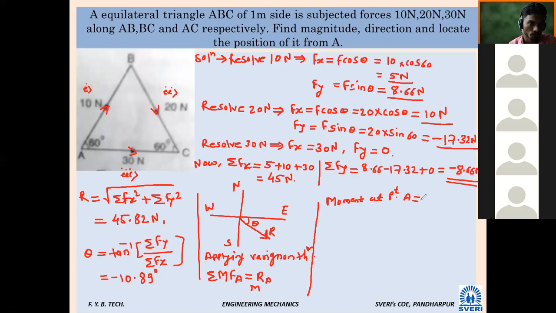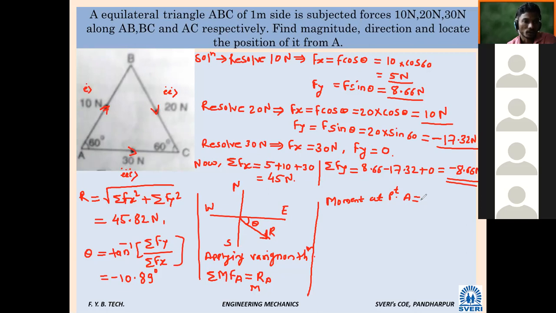Suppose force number 1, 10 Newton. What will be the moment at point A due to the 10 Newton force? Apply the mind and tell. Zero. Very good. It is passing through point A, so it will be 0 due to the 10 Newton force. Any problem? No, sir.